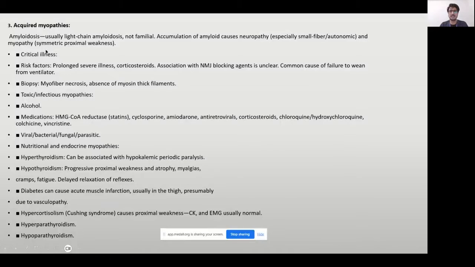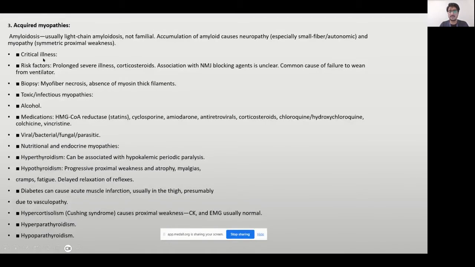For example, in a condition like amyloidosis, the accumulation of amyloid causes neuropathy, and it can cause symmetric proximal muscle weakness, so it can lead to myopathy. One of the most important ones is critical illness myopathy. Patients who are severely ill, patients in ITU, patients who have been in hospital for a long time following an accident, commonly these are the patients who can develop critical illness myopathy.